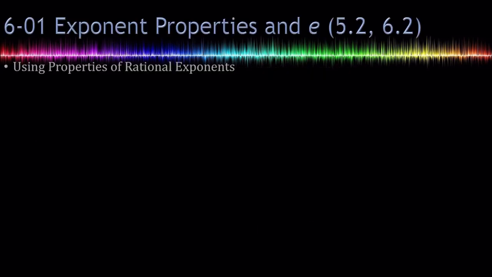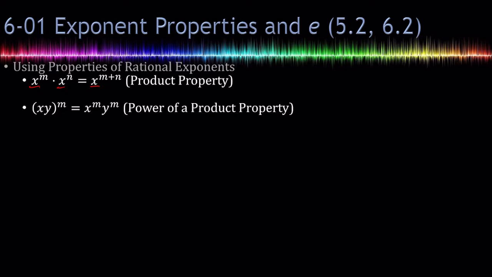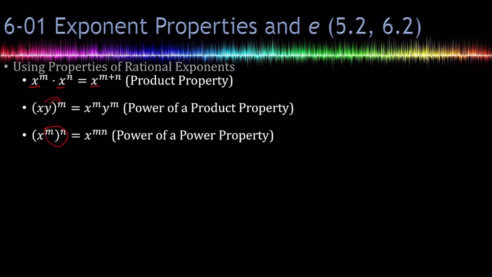There are several properties of rational exponents that we've had before. Let's review them. The product property, which says if you multiply with the same base, you add the exponents. Notice the bases are the same, we add the exponents. The power of a product property: if you have items you're multiplying and an exponent outside of that group, you can distribute it. Power of a power property: if you have exponent, parenthesis, exponent, you end up multiplying the exponents.